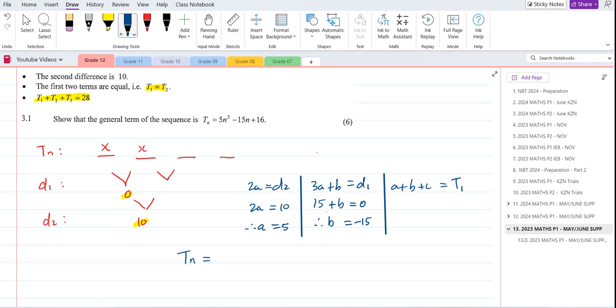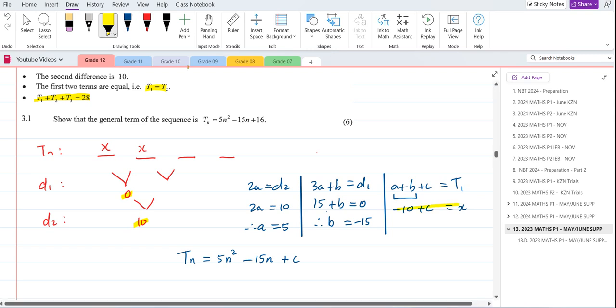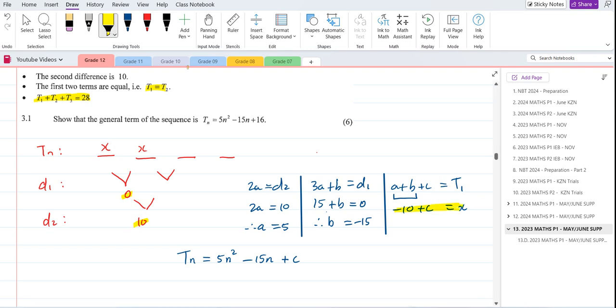Tn is equal to, so far we have 5n squared minus 15n plus c. We just need to find the value of c. Well, we know term 1 is x. So we know a and b. A and b is 5 minus 15, which is minus 10, plus c is equal to term 1. Term 1 is basically x. That's what we called it. But now this is not helping us to solve anything here because we've still got two unknowns.